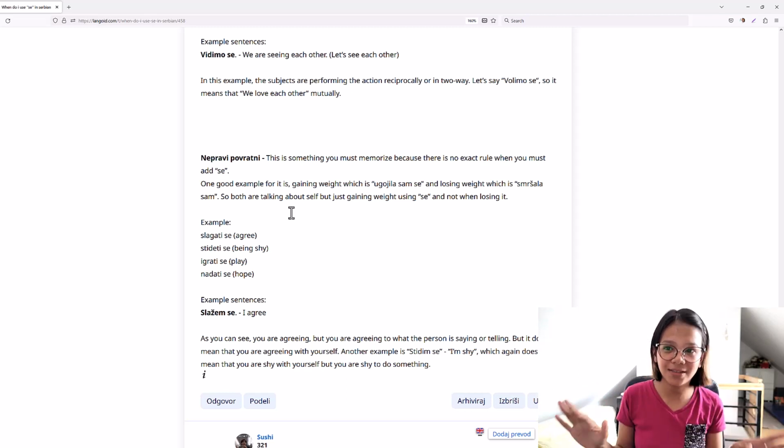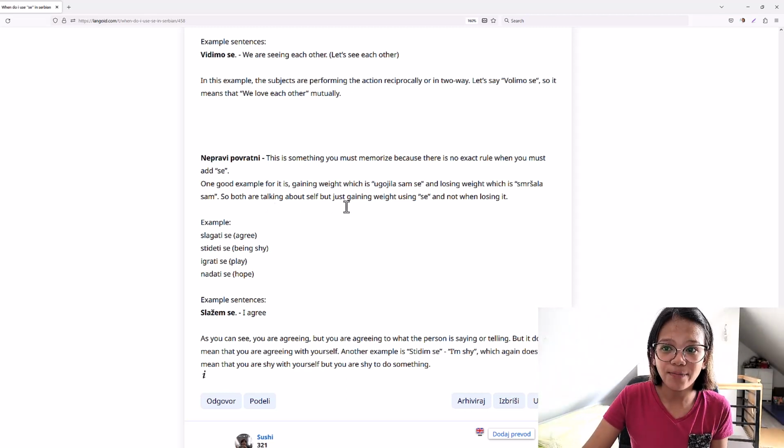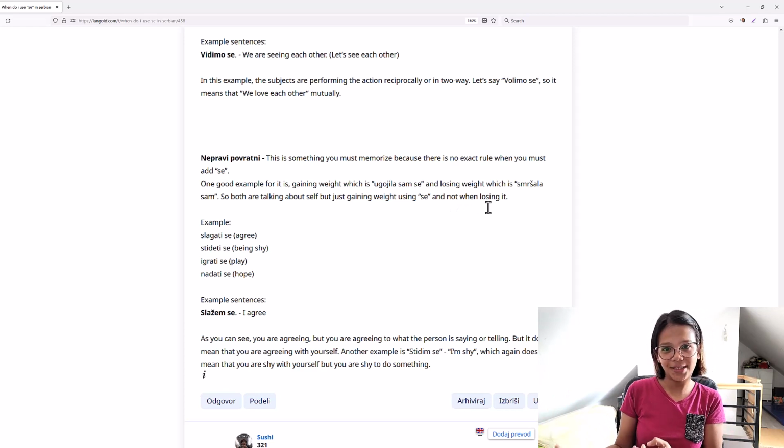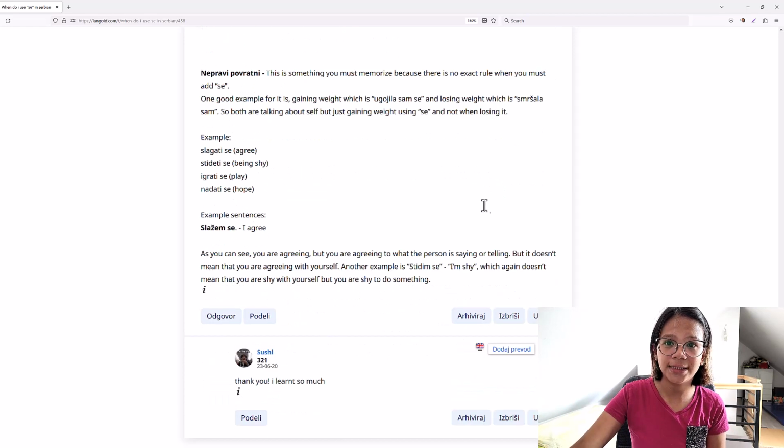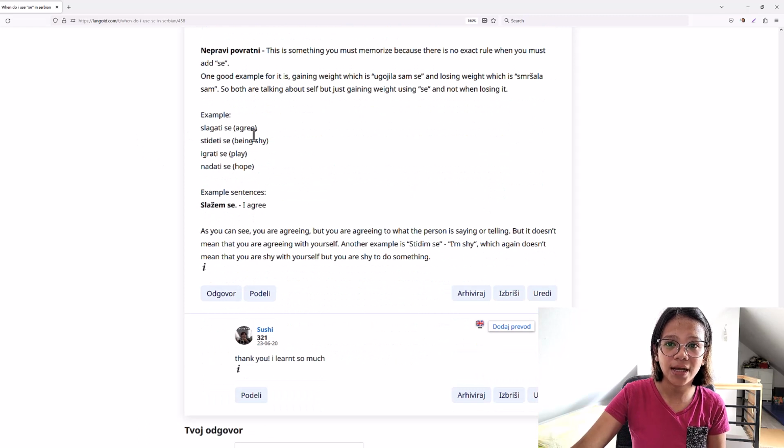Even though they are talking about self, both are talking about self, but just gaining weight uses se and not when losing it. So that is one good example of the irregular povratni. I also put here the examples lagati se, agree, stideti se, being shy, igrati se, play, nadati se, hope.